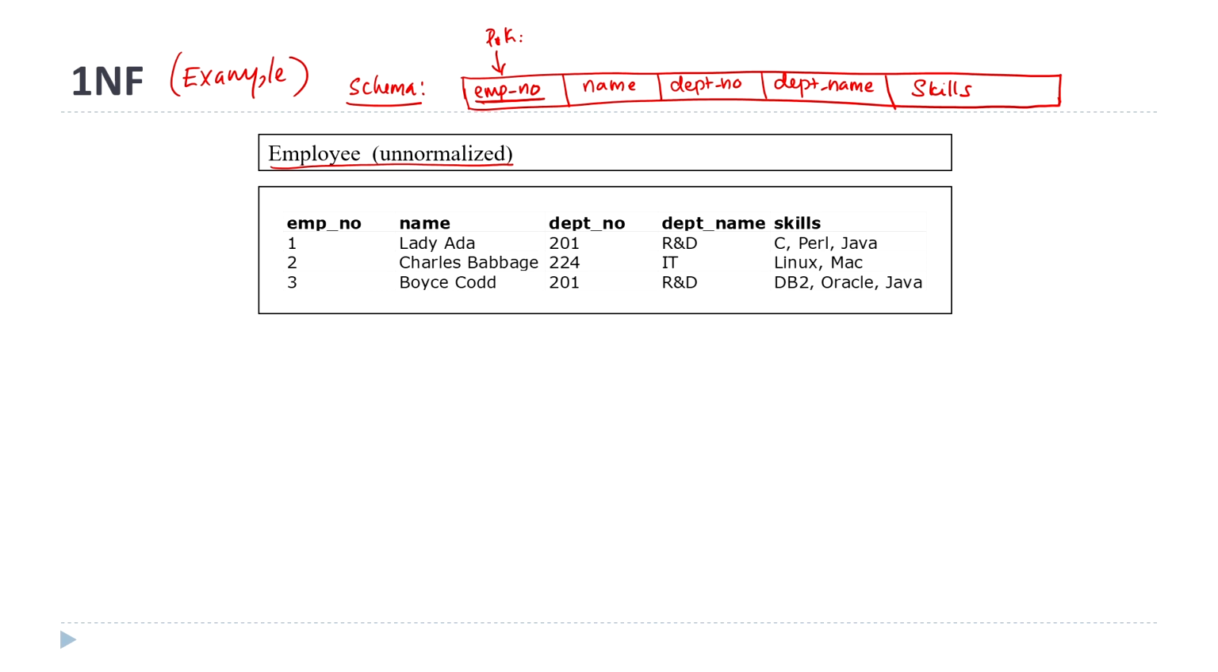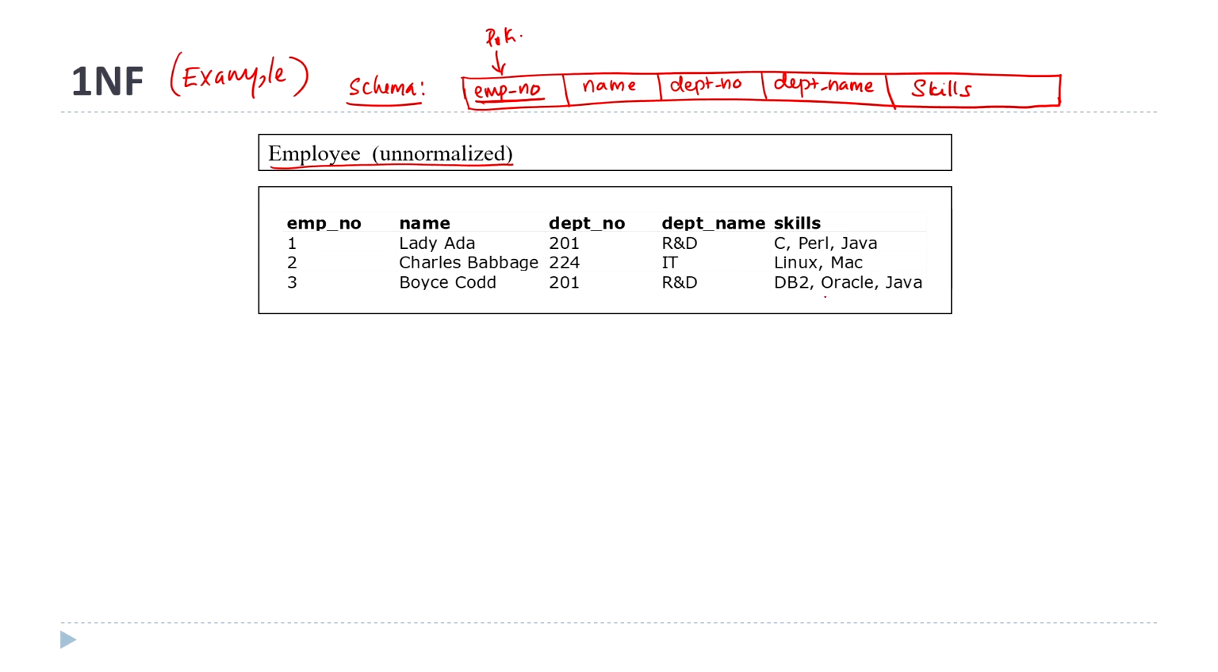PK stands for primary key. Then you can see that employee 1, named Lady Ada, belongs to department 201, the department name is R&D, and the skills are C, Perl and Java. So, 3 skills. Employee number 2, Charles Babbage, from IT has Linux and Mac as the skills, and employee 3, Boy Scout, from department R&D, again the same department, has DB2, Oracle and Java.